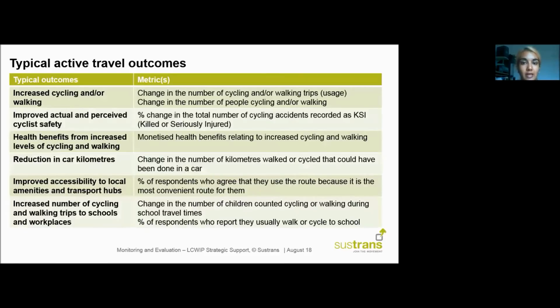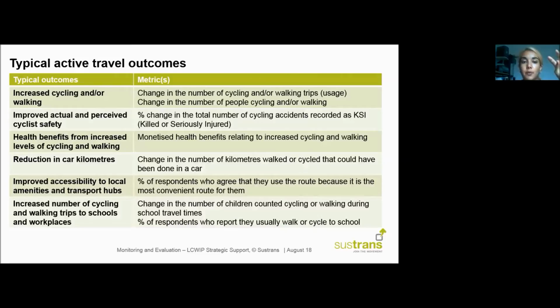So to illustrate the kinds of outcomes that you might be seeing in active travel schemes, and might need to structure a monitoring and evaluation approach around, we use this table. It has been pulled together from examples of past active travel delivery. Some common outcomes are increased cycling and walking, improved actual and perceived cyclist safety, health benefits from increased cycling and walking, reduced car kilometers, improved access to local amenities and transport hubs, and an increased number of cycling and walking trips to schools and workplaces.